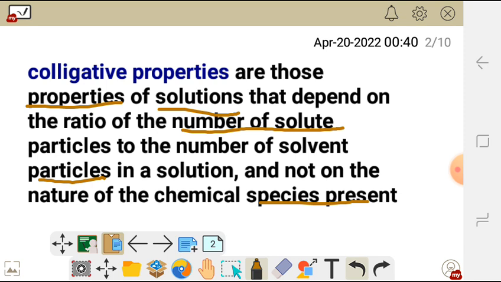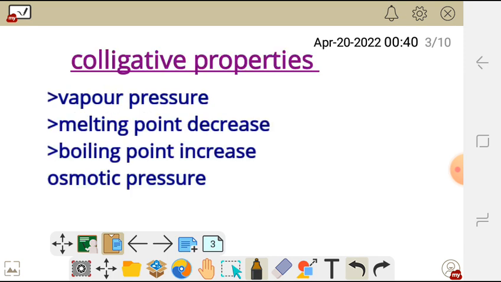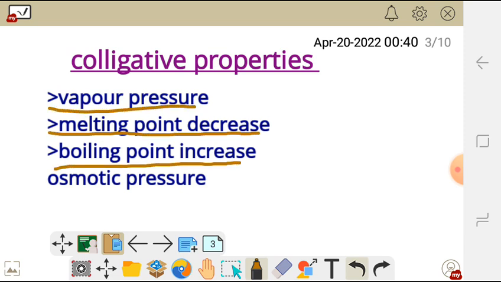So colligative properties are simply properties of a solution that depend on the ratio of the number of solute particles to the number of solvent particles in a solution. These colligative properties include vapor pressure, melting point decrease, boiling point increase, and osmotic pressure.